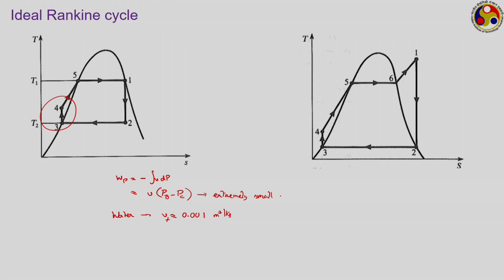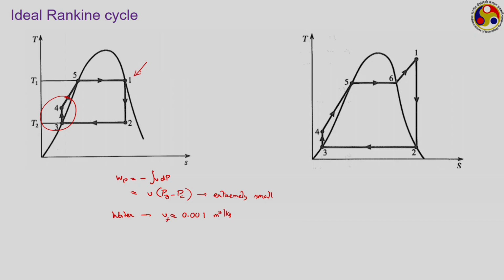So, though the level of work produced by the turbine may be quite similar between the Rankine cycle and the Brayton cycle, the pump work, that is the back work, is extremely small, thereby giving very high net work output and work ratio, and a negligibly small back work ratio.